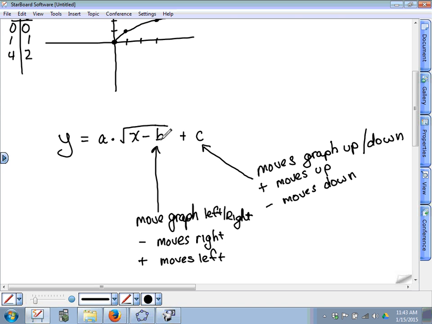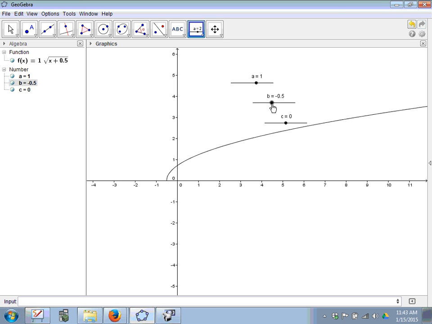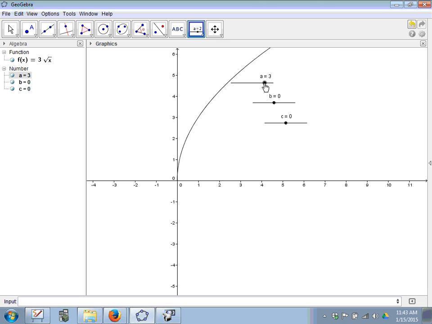We're kind of out of options here. B moves it left or right, C moves it up or down, so what can A do? Let me change B back to 0. What's happening to the graph if I change A?